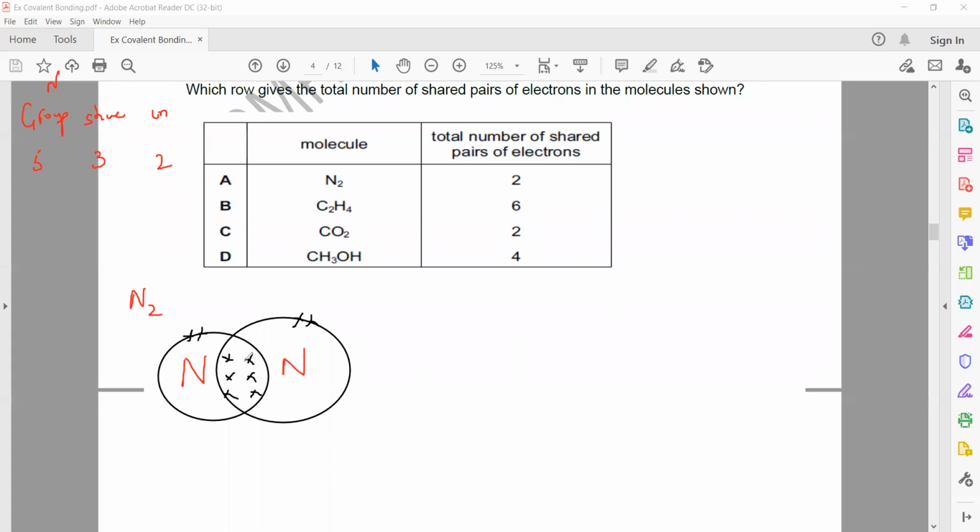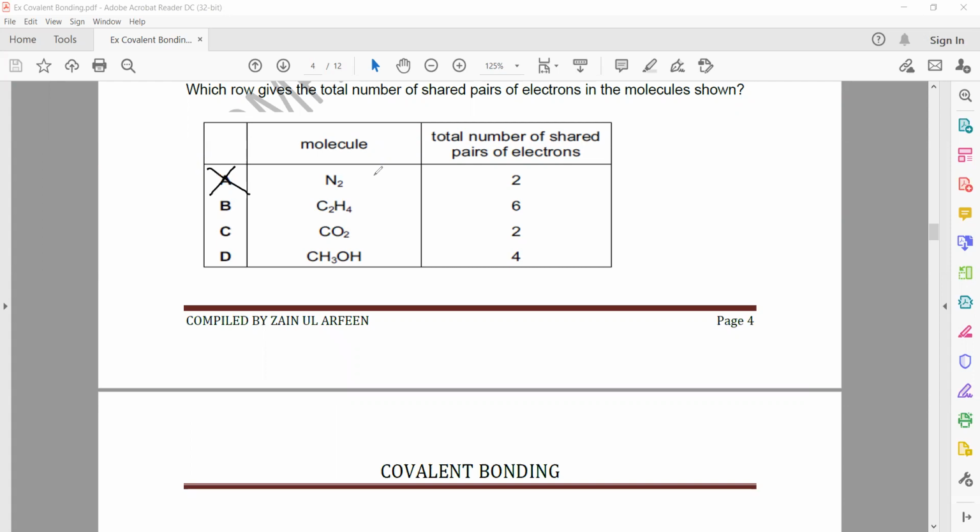So how many shared electrons are there in N2? 1, 2, 3, 4, 5, 6. So there are 6 electrons, and the total number of shared pairs of electrons: there are 3 pairs, because 2 electrons mean 1 pair. So there are 3 pairs of electrons, but here in the option it is written 2. So it means it cannot be A.